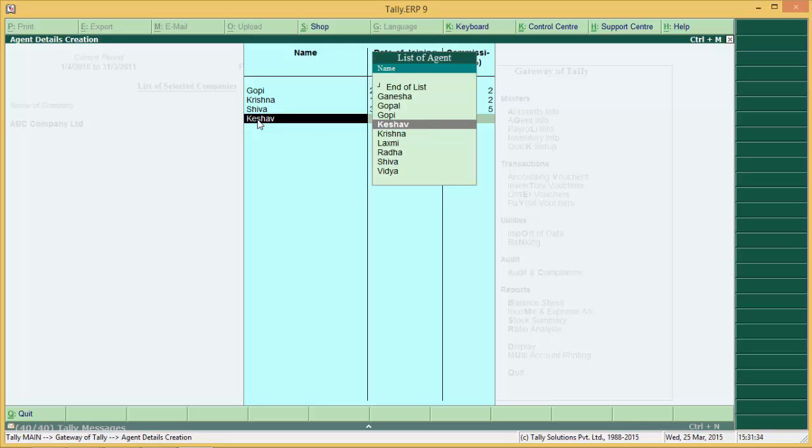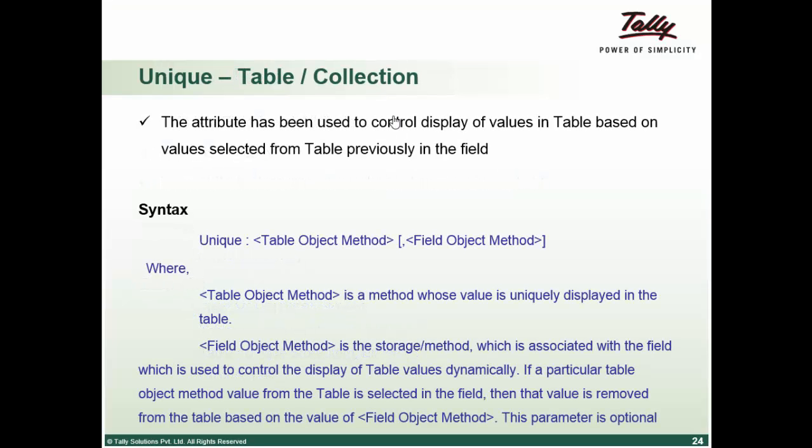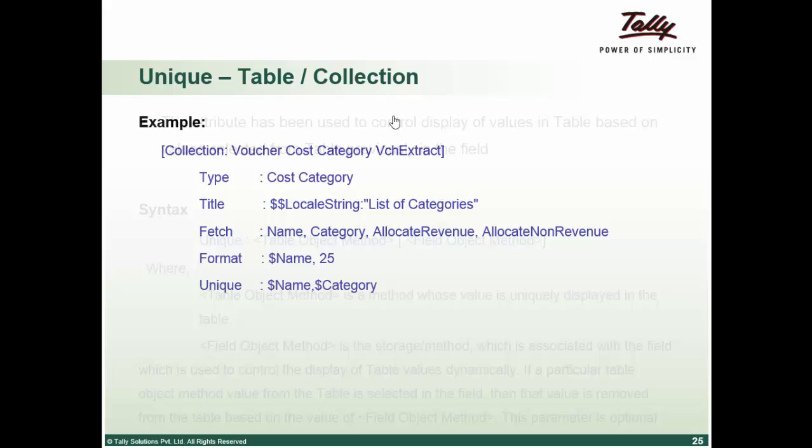But what if the name doesn't come in the list itself, shouldn't come here itself? For doing that, again we have a unique attribute at our collection level. This unique attribute is used to control the display of the values in the table based on the values selected from the table in the field. So values that you have already selected should not get displayed. So for that you have to use $name, which is from the current table, and $method, that is from your field level where this collection is getting displayed as table.